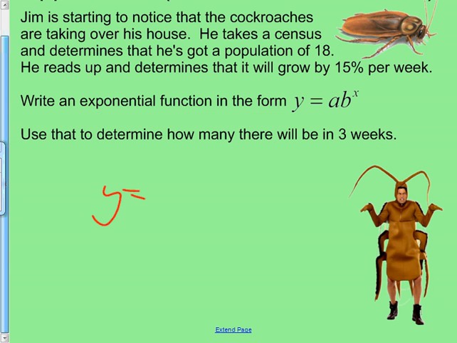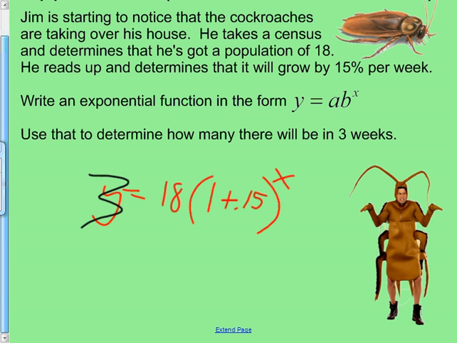Y equals 18, 1 plus 15 to the X. I made a classic mistake in there. What did I do? 15 should be 0.15. Very good. Now is it right? Except I'm missing one little thing. What does it say in the directions? Use that to determine how many there will be in 3 weeks. So therefore I should put the 3 right here.